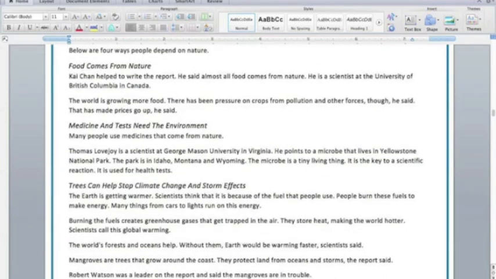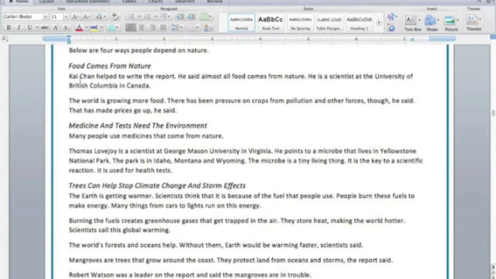Food comes from nature. Kai Chan helped to write the report. He said almost all food comes from nature. He is a scientist at the University of British Columbia in Canada. The world is growing more food. There has been pressure on crops from pollution and other forces. Though, he said, that has made prices go up.